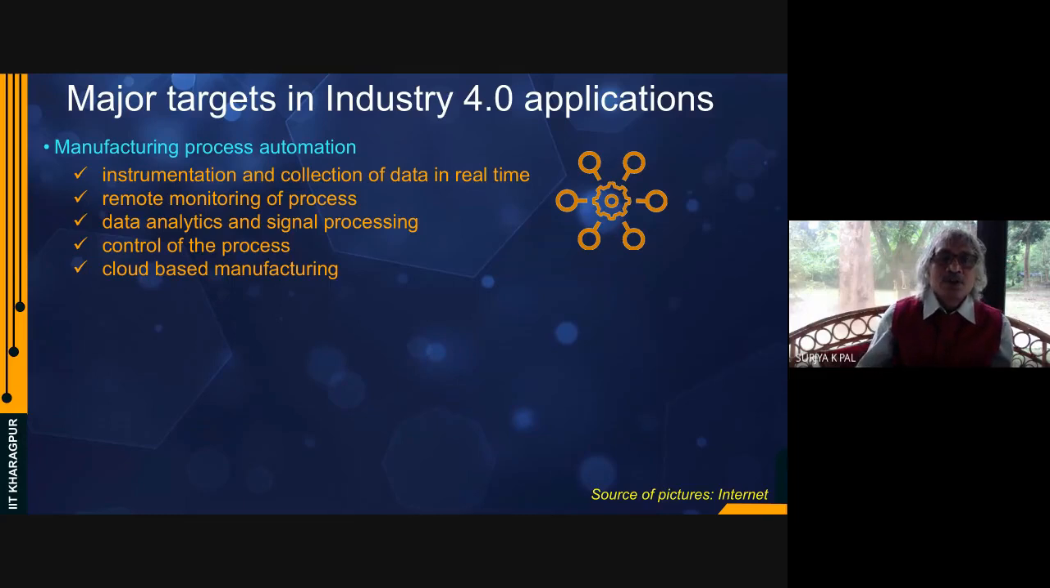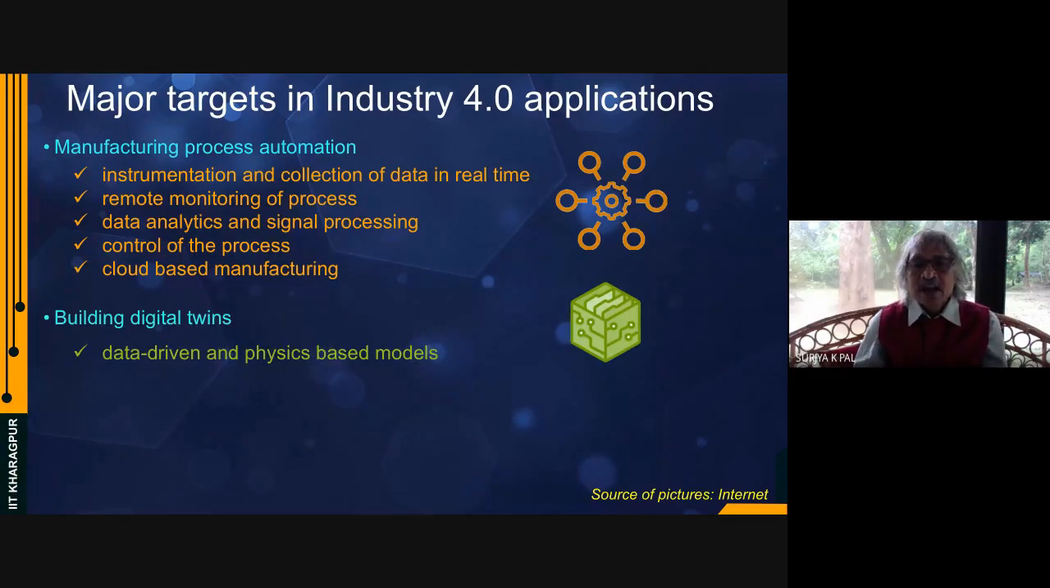When we talk about Industry 4.0 applications in manufacturing, it basically means manufacturing process automation. That means you have to instrument the process with sensors so that you can collect the data in real time. Collection of data in real time is very crucial, because you can monitor the process remotely. So the data analytics or signal processing has to be done, and only then can you do the monitoring. But monitoring alone will not serve the purpose, so you have to control. That means there should be a feedback loop, so that if something happens, the process parameters can be controlled so that the process quality or product quality is ensured.